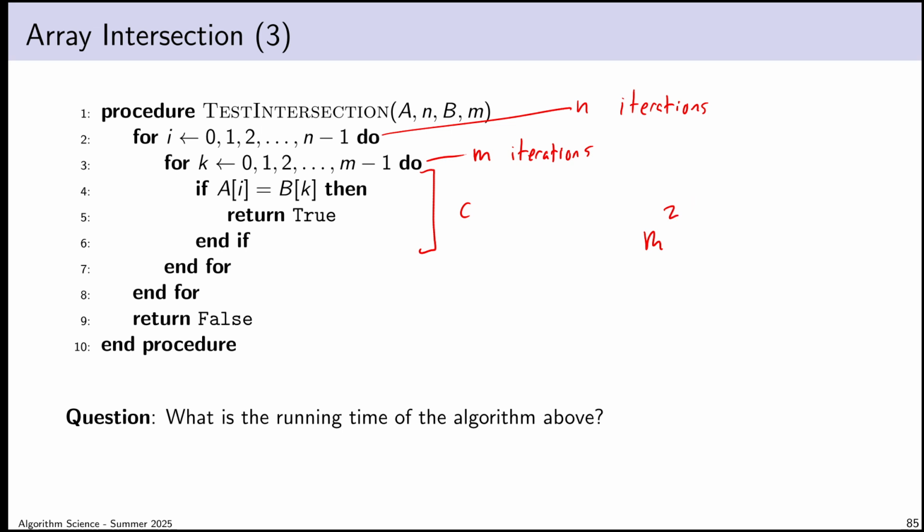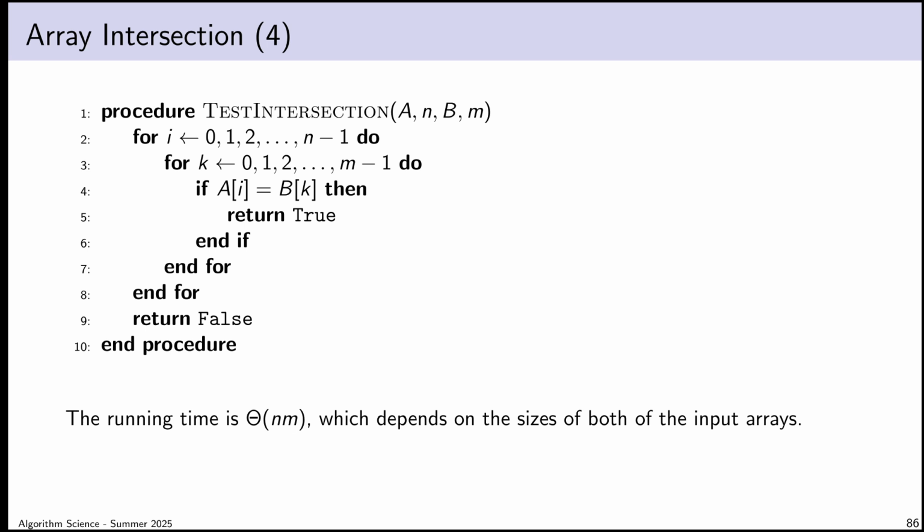Well, because I have inputs that have two different sizes, I would expect that the running time does involve both n and m. And it's perfectly valid for a running time expression to have multiple variables in it. So it turns out in this case, the running time is big theta of n times m, which depends on the sizes of both of the input arrays. Now, as a thought experiment, consider the case where B had size n. Well, in that case, the running time would be big theta of n squared, because it's just n times n.